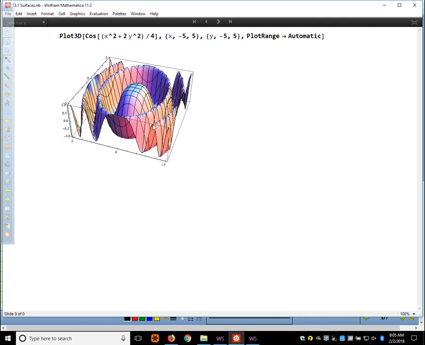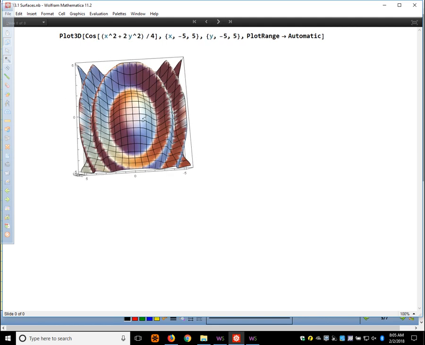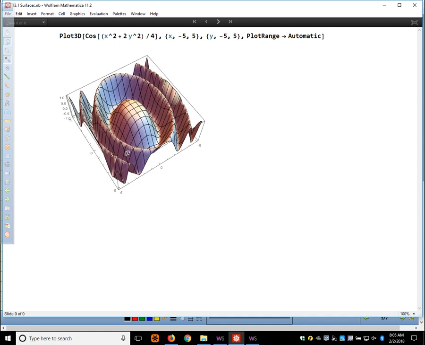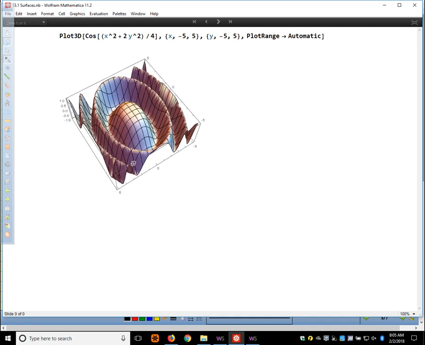And the next one, there's that cosine one. No, this would just keep going.